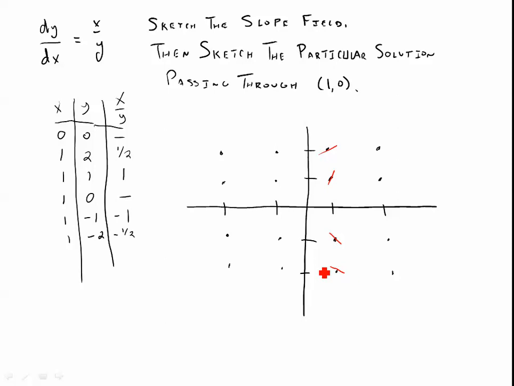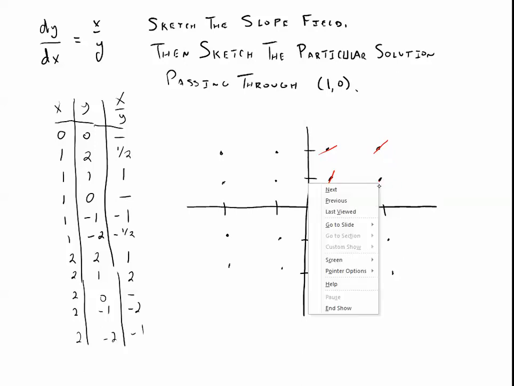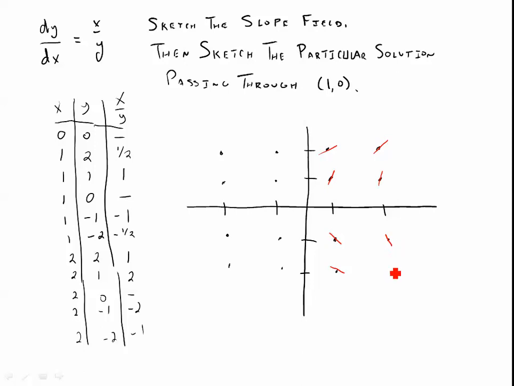We'll do some more points for 2. And when the x value is 2, for the corresponding y values, at (2, 2), the slope is 1. And at (2, 1), the slope is 2, steeper there. At (2, 0), it's undefined. At (2, -1), the slope is -2. And at (2, -2), the slope is -1. I'm just approximating what this is going to look like.